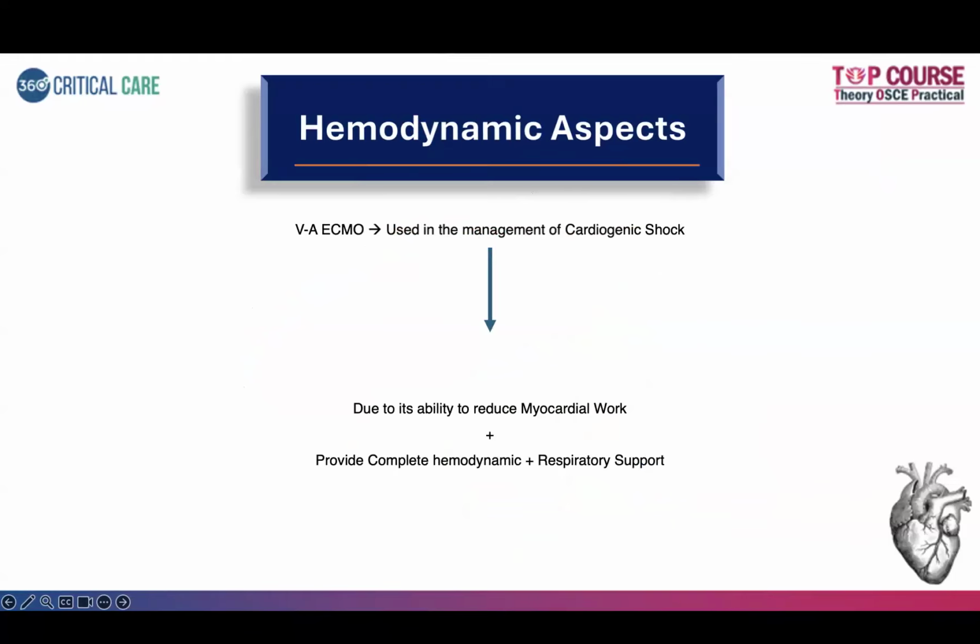So coming to the hemodynamic aspects, now VA ECMO is, as you all know, used in the management of cardiogenic shock. It is now one of the most commonly used mechanical circulatory devices for management of cardiogenic shock. So why is it being so much used? It is due to its ability to reduce myocardial work, plus provide complete hemodynamic and respiratory support.